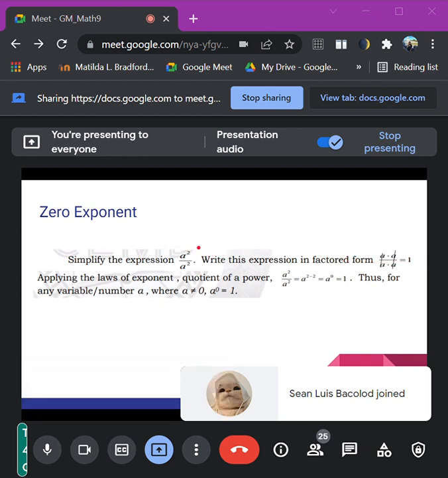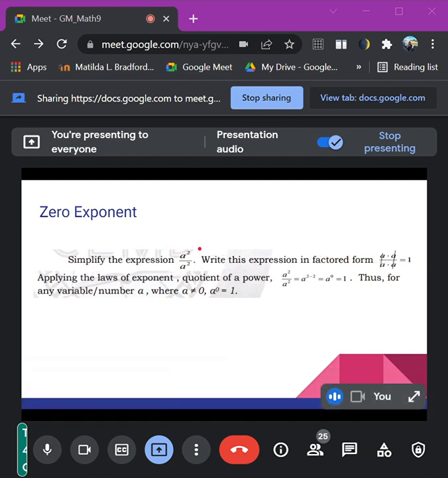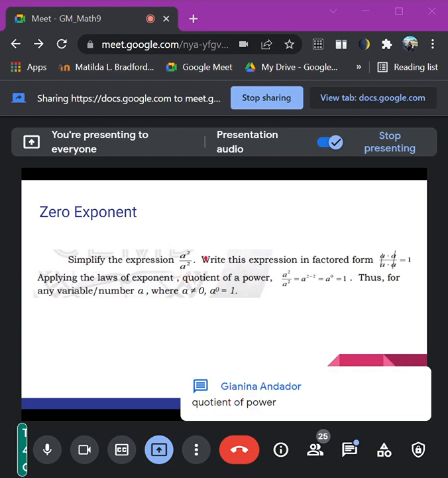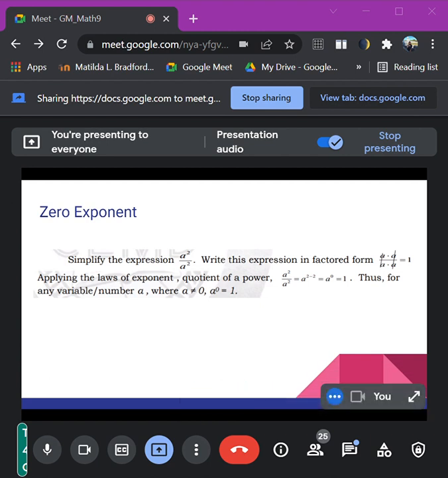So which law of exponents can we apply here? Check out your screenshot. Okay, we have an answer in the chat: quotient of a power. Very good. So we apply the quotient of a power. When the bases are the same and it is division, do we add, multiply, divide, or subtract? Subtract. Okay, subtract.